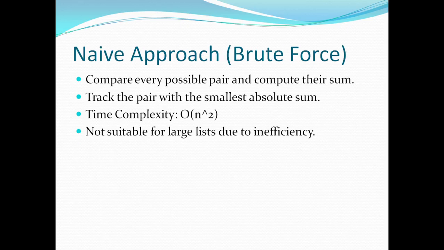Here is the naive approach, which is also known as the brute force approach. In this, we check every possible pair. Then we calculate the sum and take its absolute value. Then we track the pair with the minimum absolute sum. This is easy to implement but has a time complexity of order n squared. It is not efficient for large data sets.